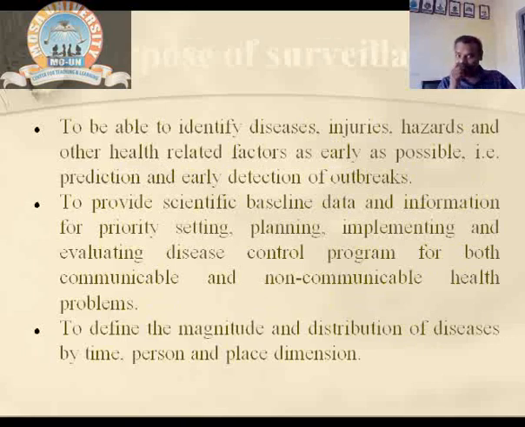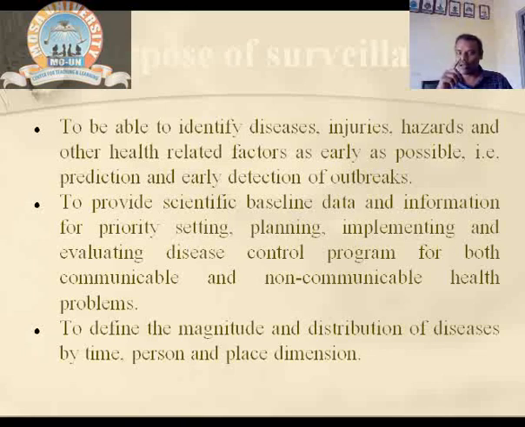Purpose of doing surveillance. Why, or for what purposes, are you going to do the surveillance? If you want to identify certain diseases, injuries, health hazards, or other health-related factors as early as possible. If you want to understand a particular pandemic or a particular outbreak, you need to initiate a surveillance. This surveillance will help you to identify it as early as possible. So, for example, through the surveillance you can do the prediction and early detection of an outbreak. The first and foremost purpose of the surveillance is prediction and early detection of a particular outbreak.